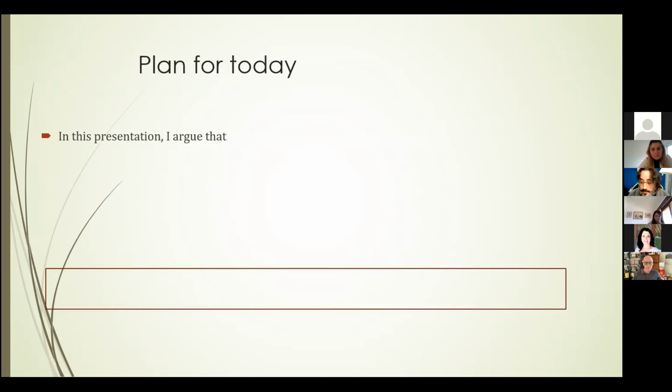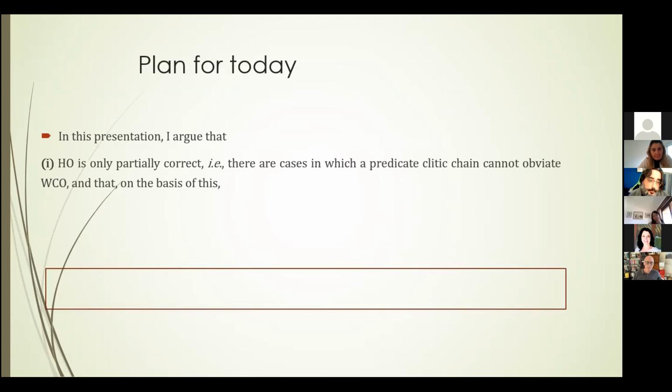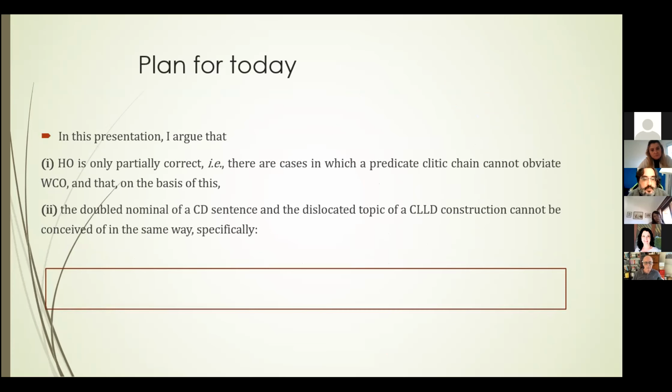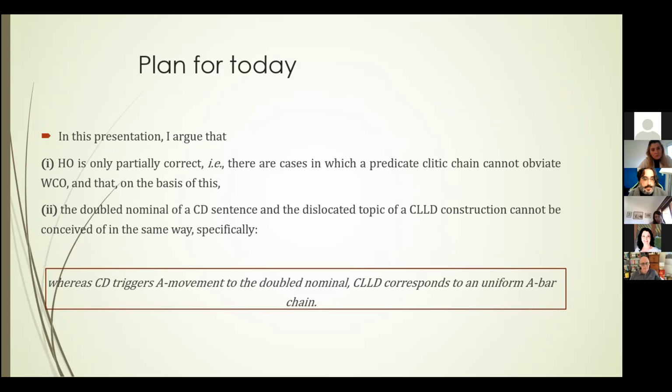So the plan for today is very easy because we don't have too much time. First I will argue that the observation is only partially correct. There are cases in which a predicate clitic chain cannot obviate weak crossover, and on the basis of this, the doubling nominal of a clitic doubling sentence and the dislocated topic of a clitic left dislocation construction cannot be conceived of in the same way. Specifically, I will show you that whereas clitic doubling triggers a movement to the doubled nominal, clitic left dislocation constructions correspond to a uniform A-bar chain, right?